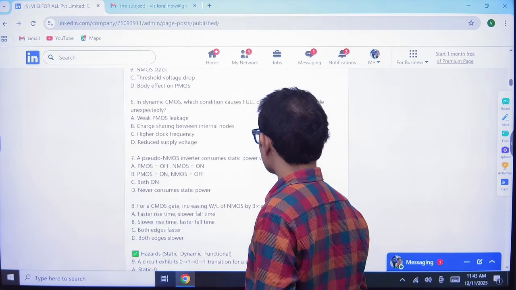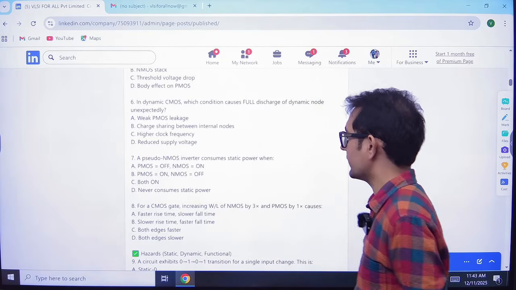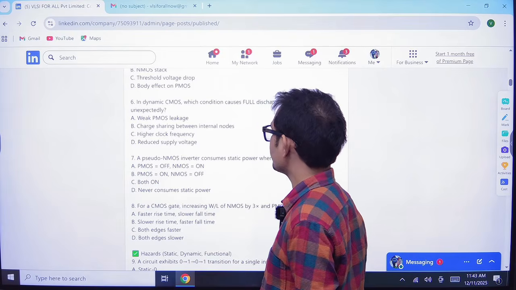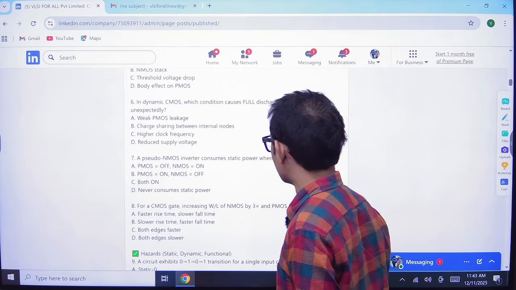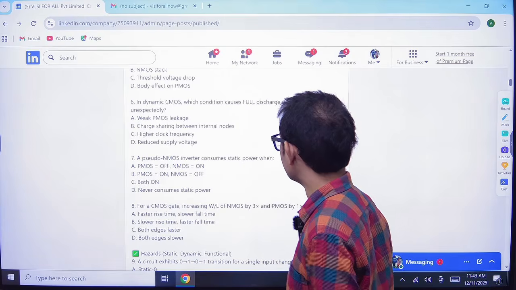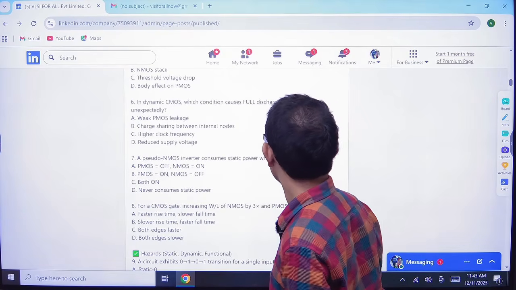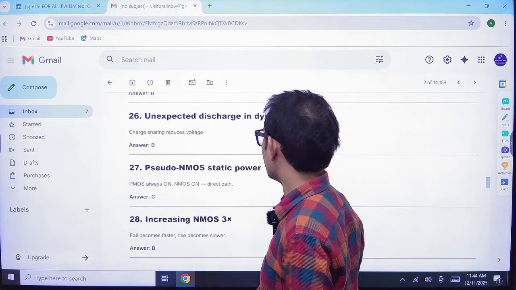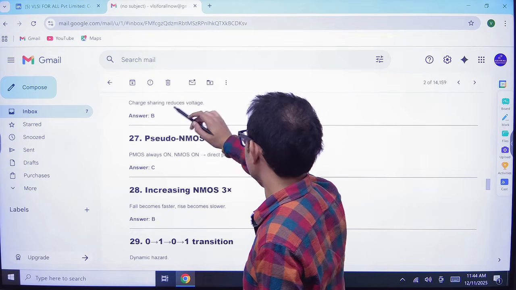In a dynamic CMOS, which condition causes full discharge of the dynamic node unexpectedly? Weak PMOS leakage, charge sharing between two internal nodes, higher clock frequency, reduced supply voltage. So the answer is B here. Charge sharing between two internal nodes reduces the voltage unexpectedly. B is the answer here.